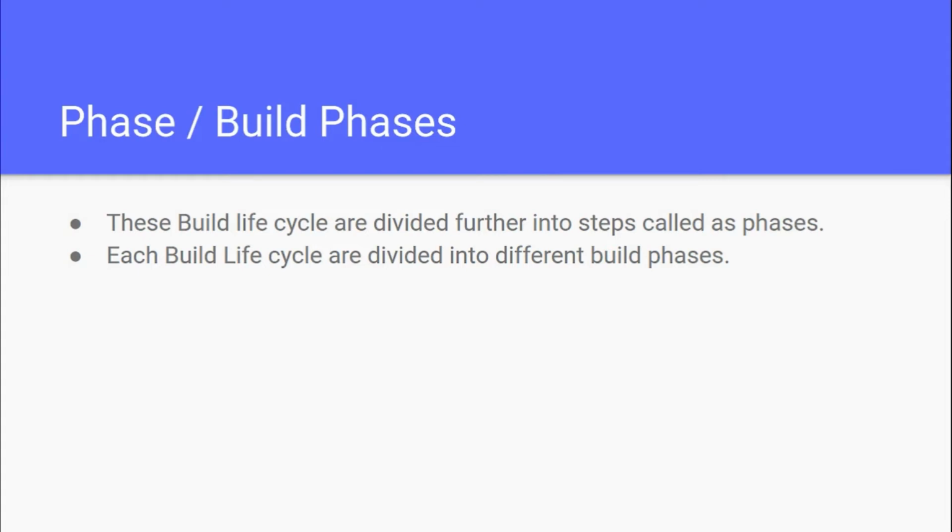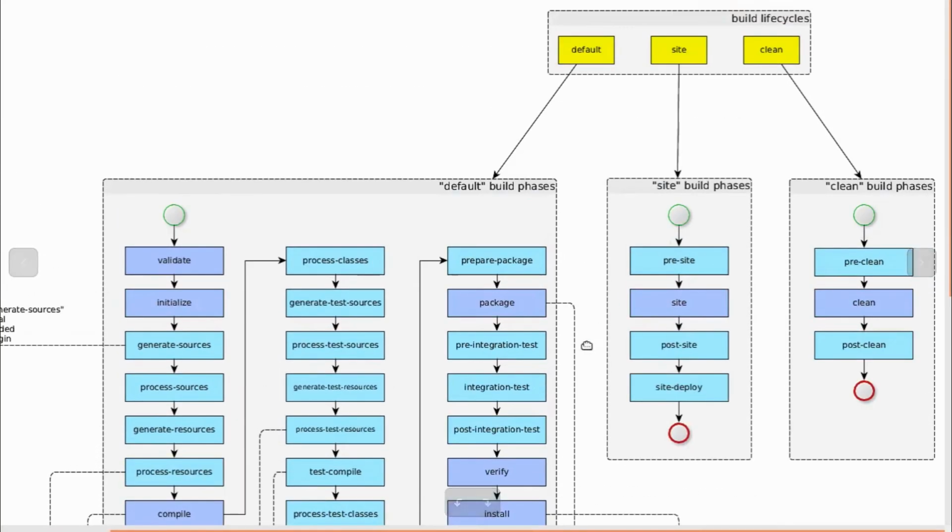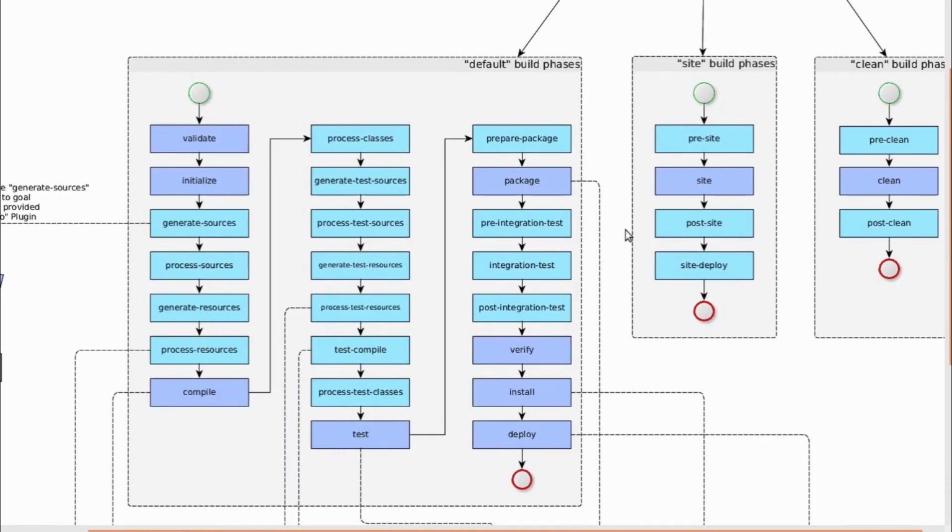Each build life cycle is divided into different build phases. Let us understand build life cycle and phases using a diagram. Just see this diagram. In the upper right corner, let me zoom in. In the upper right corner, you can see the build life cycles: default, site, and clean.